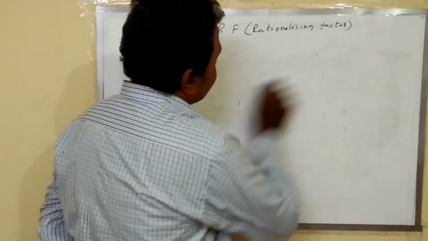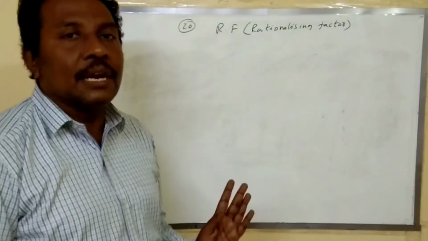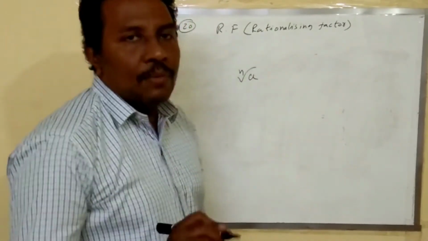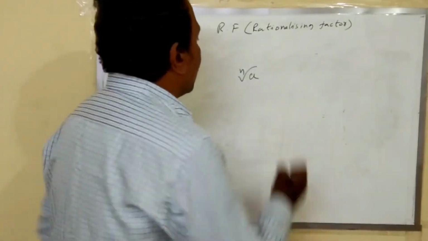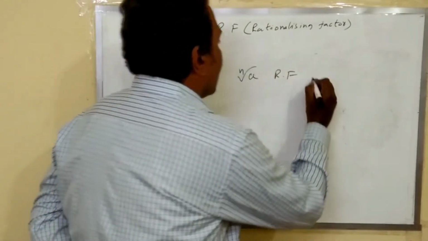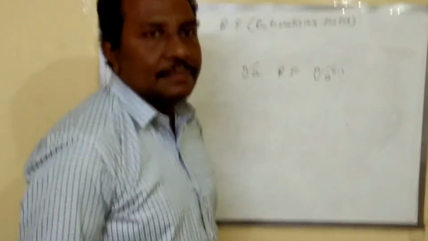We infer that means what do we conclude? Can you write the general form of the nth root of A? I want to write the general form of the RF of the nth root of A. The RF of the nth root of A is the nth root of A power n minus 1.